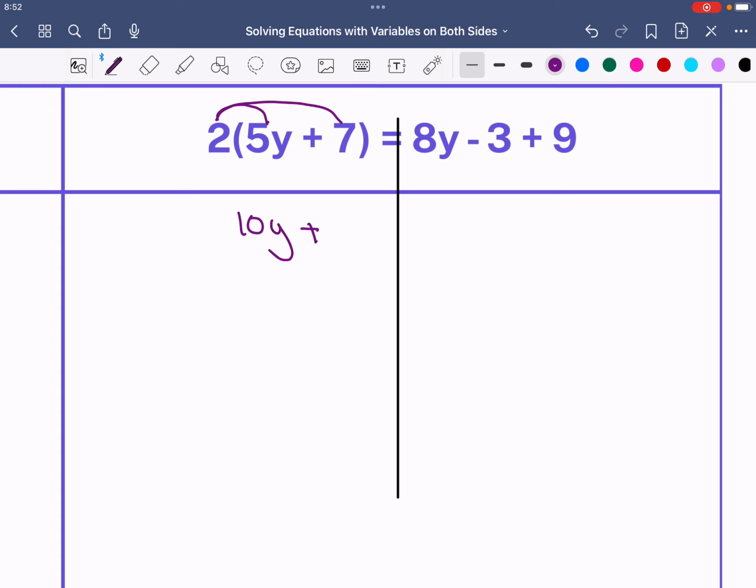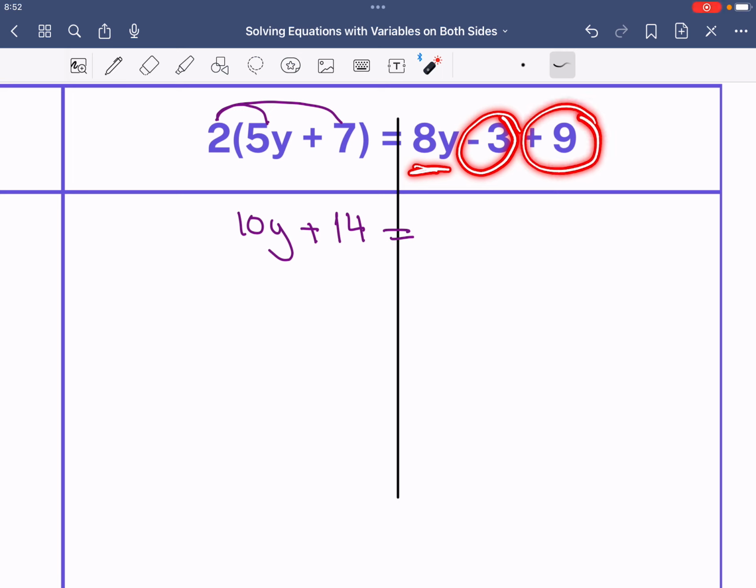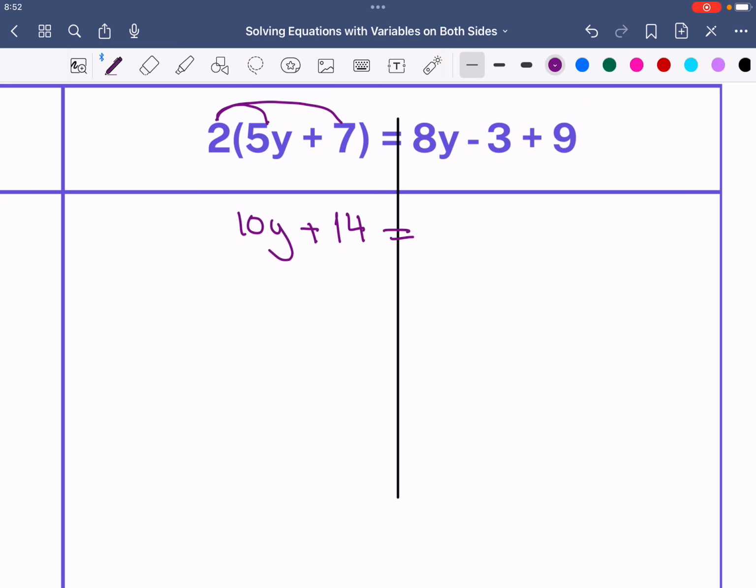Bring down the plus in between. 2 times 7 is 14 equals, on this right side, we have an 8y minus 3 plus 9. So that minus 3 and the plus 9 are like terms, so we can combine them. Just going to bring down the 8y so it's out of the way. But negative 3 plus 9 is positive 6. Remember, include the operation in front of the term so you remember that it's negative 3. That part's important.